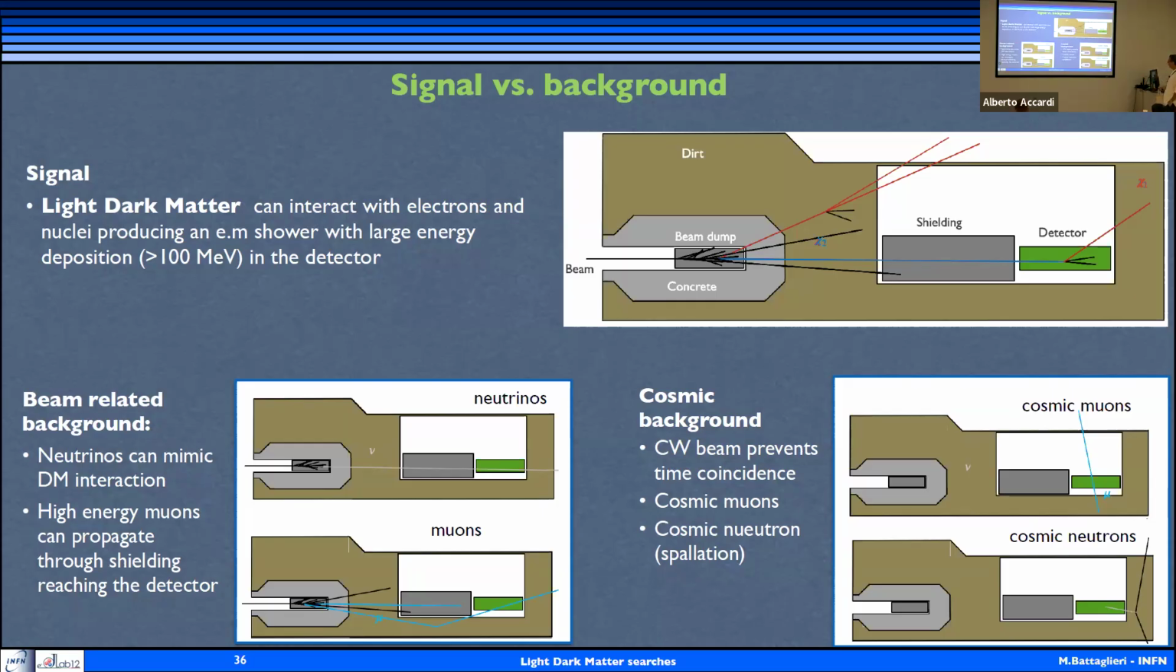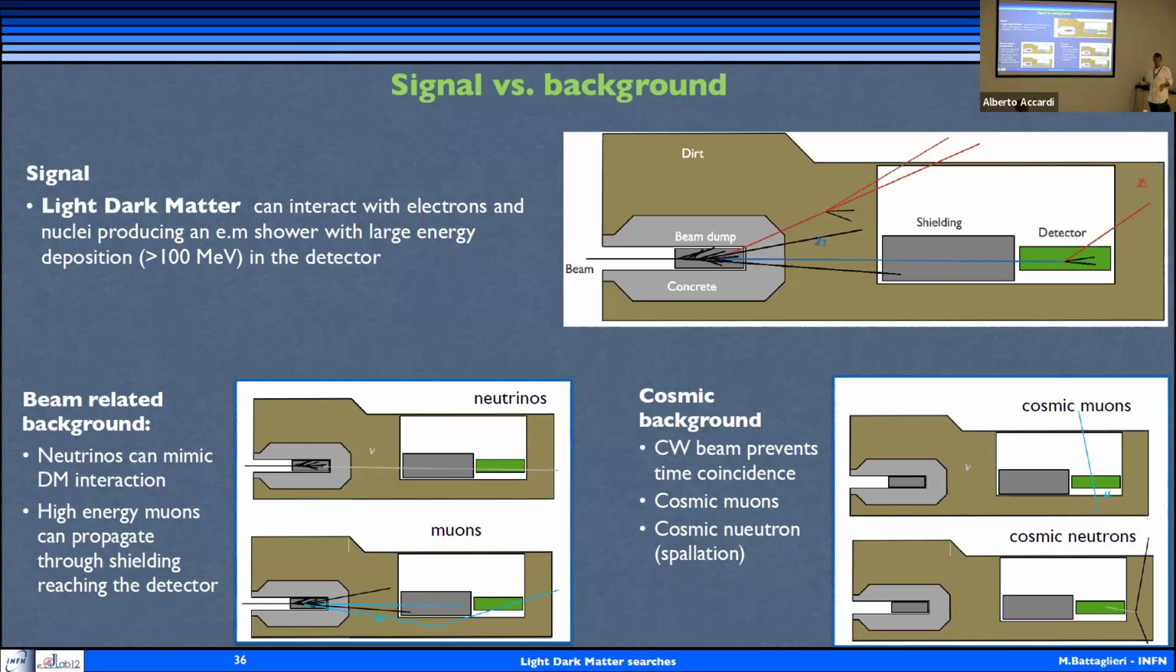And obviously you have not only to spot the signal, but you have the background. And there are mainly two sources of background. One coming from the beam. You have muons, for instance, produced in the beam. And these muons propagate far away from the production vertex. And they are difficult to shield. I mean, they interact weakly, let's say, or not strongly.